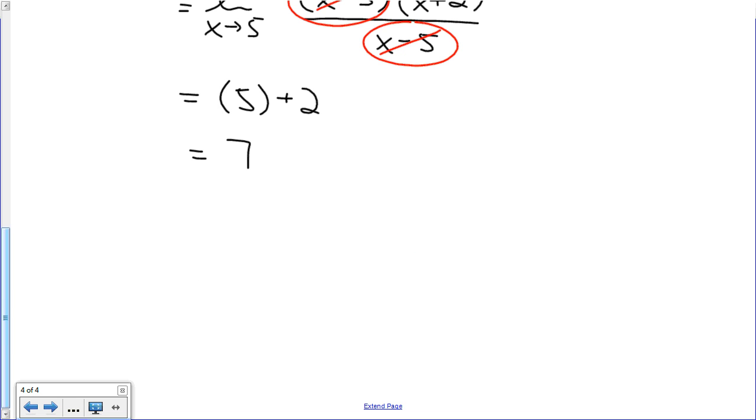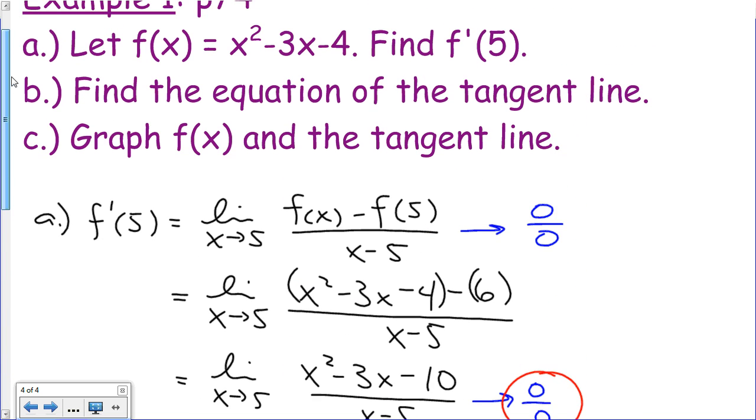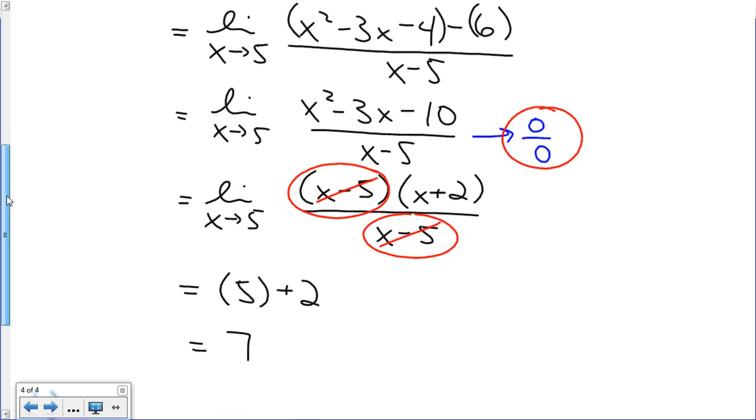The next step that we said we wanted to do in this problem was, part B, find the equation of the tangent line. Now again, just to graph what we've come up with here, you've got a function, x squared minus 3x minus 4.